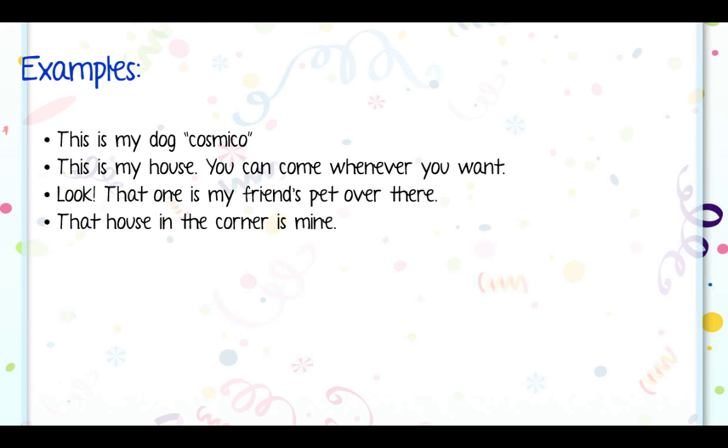¿Te fijáis? Cuando dices this, te refieres a algo que está cerca de ti. Por ejemplo, en el caso del perro, tiene que estar cerca mío para yo decirle a mi amigo o a quien sea, this is my dog Cósmico. Lo mismo pasa con la casa. Aquí donde estoy yo, this is my house. You can come whenever you want. Pero la casa que está al frente o en la esquina, that house in the corner is mine. La casa en la esquina es mía. Look, mira. That one is my friend's pet over there. El que está allá es el perro de o es la mascota de mi amigo.